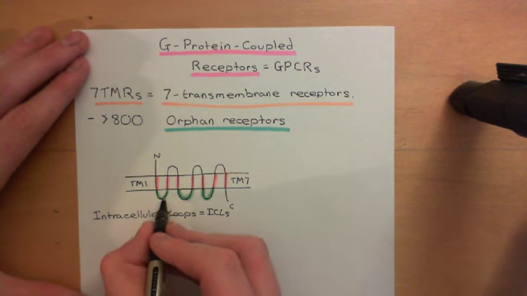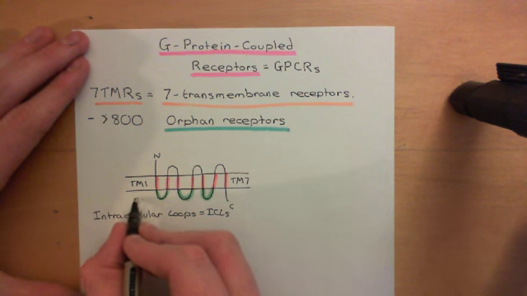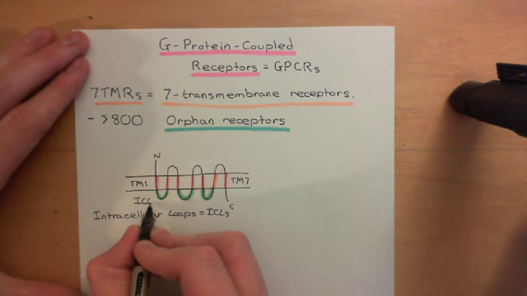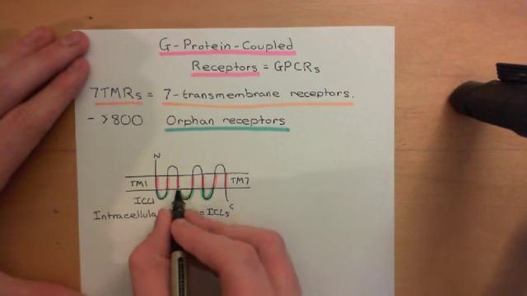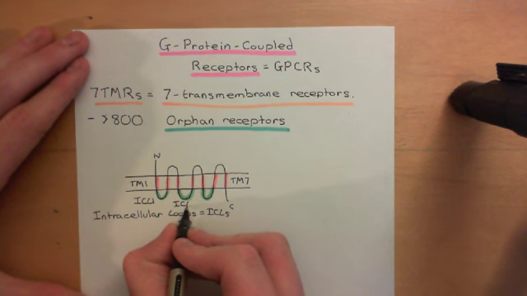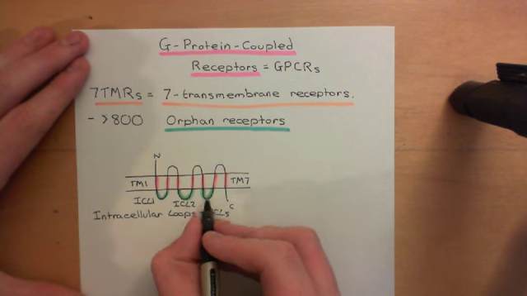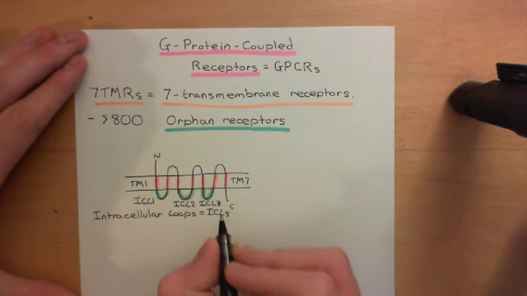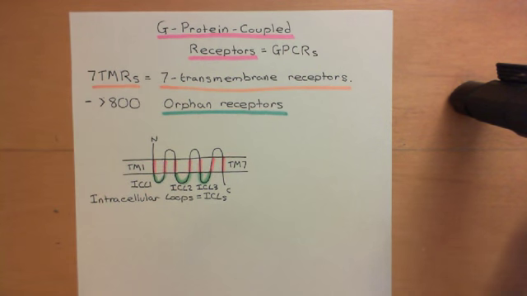Okay, so the first intracellular loop, which is the one closest to the amino terminus between TM1 and TM2, is known as intracellular loop 1. The second one between TM3 and TM4 is known as intracellular loop 2. The third one between TM5 and TM6 is known as intracellular loop 3. Okay, so those are the three intracellular loops, and we'll talk more about those later on.